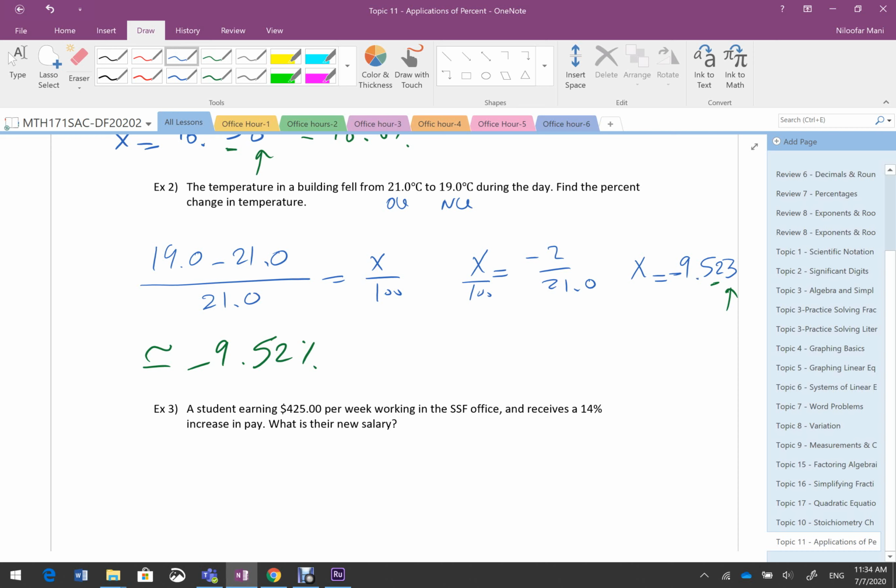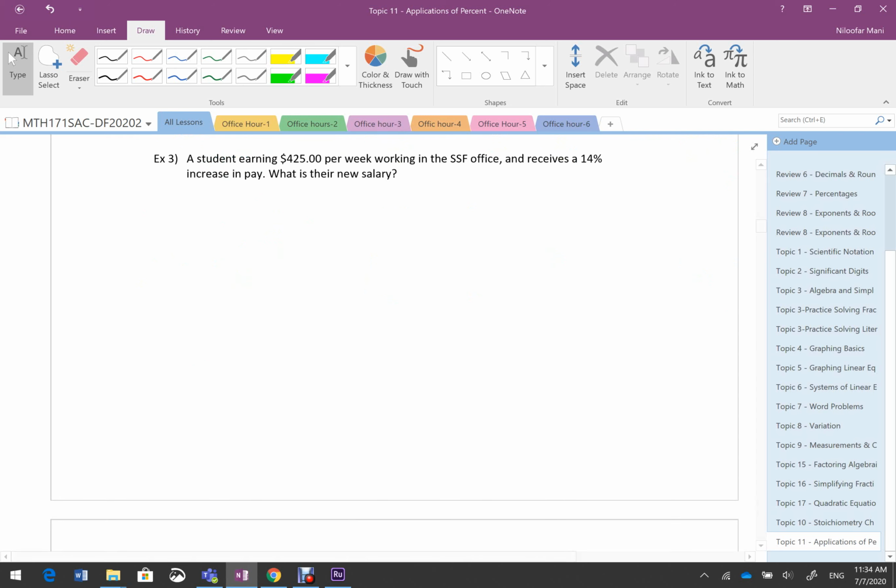When I talk about these numbers, you have to have explanation sentences and a conclusion sentence. So here, don't forget. This is a very good question. A student earns $425 per week. They are working for the SSF office, so it's an on-campus job, which is so good. They receive a 14% increase in pay. What is their new pay? What is the new salary?